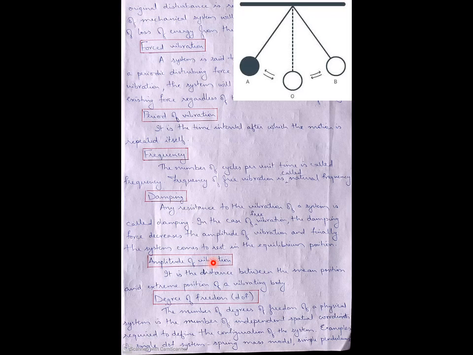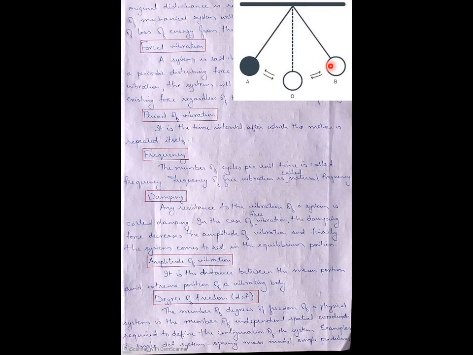It is the distance between the mean position and extreme position of a vibrating body. We can take the same example itself. Mean position means, this is the simple pendulum. So this is the mean position, that is, center position or equilibrium position. We can say it in many ways. This is the mean position or equilibrium position or center position, and these are the extreme positions A and B.